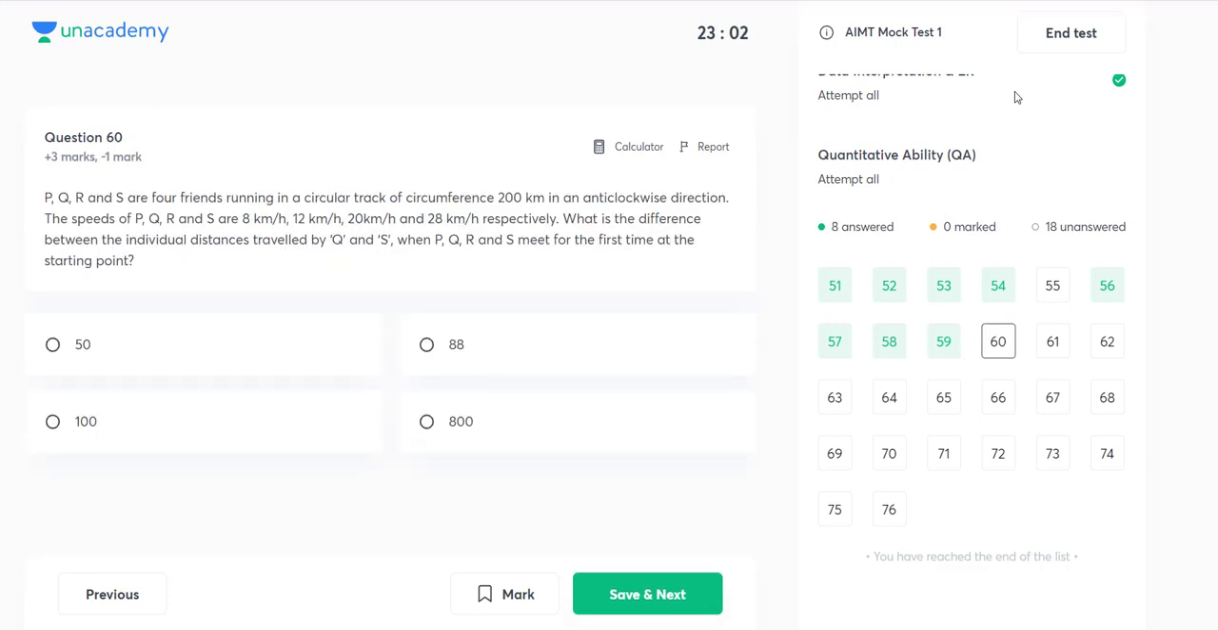Now over here, look here, P, Q, R, S are moving on a circular track of circumference 200 km in the anti-clockwise direction. The speeds we know. What is the difference between the distances traveled by Q and S when P, Q, R, S meet for the first time at the starting point? Looks easy, let's try to do this.